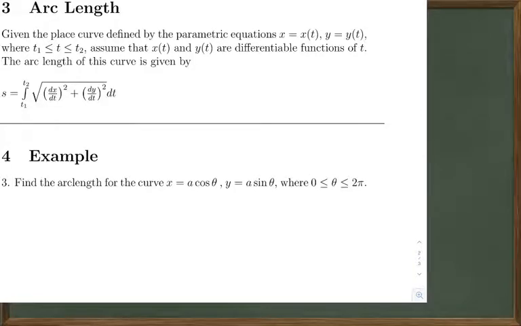Okay, this is the second video on section 7.2. We're going to look at two quick topics. We're going to look at finding arc length and surface of revolution in parametric equations.